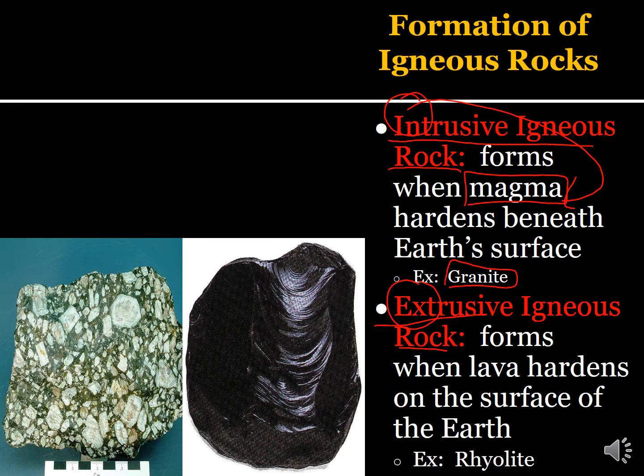Extrusive, basically giving you the idea of being outside. Remember, lava is what we see on the outside, and this is what hardens. In the example here, we have rhyolite.